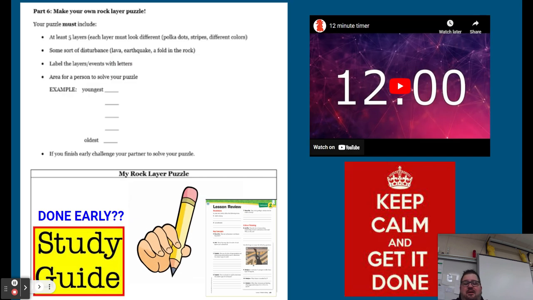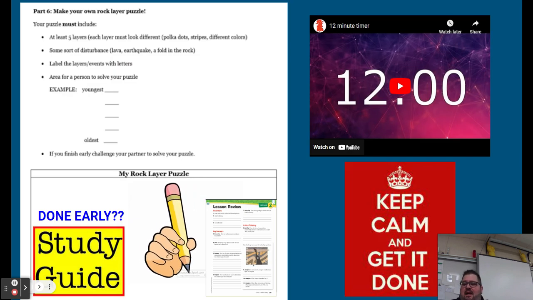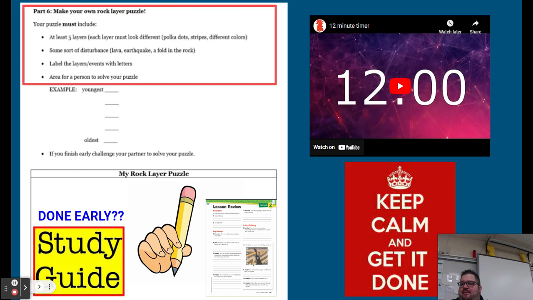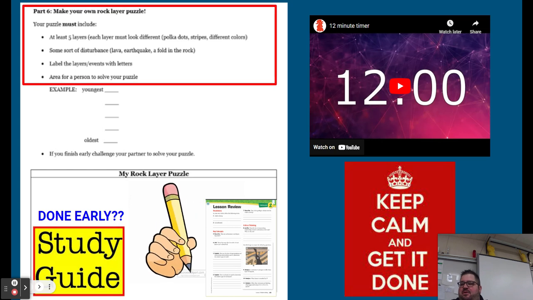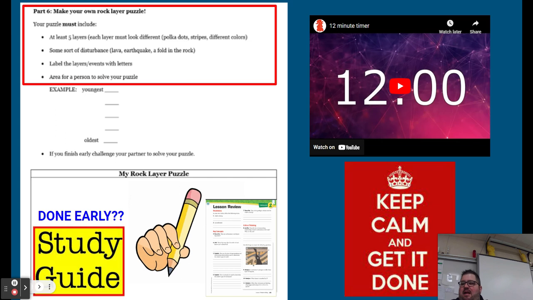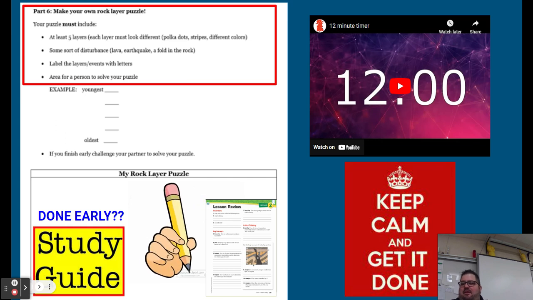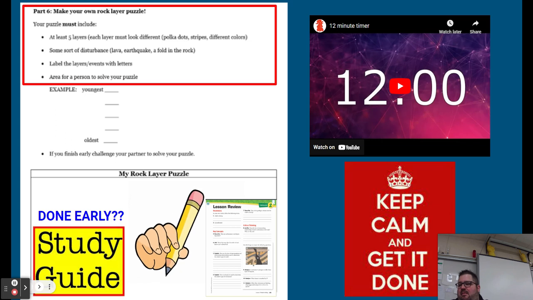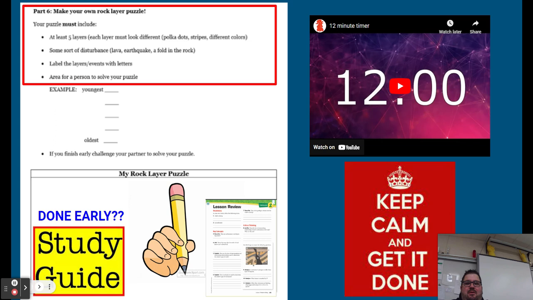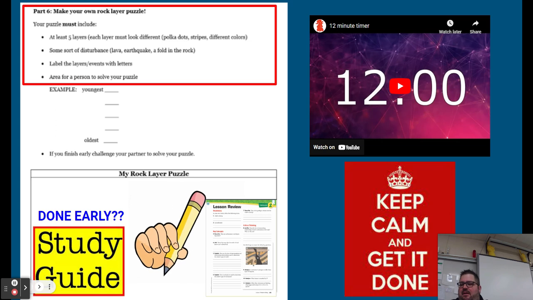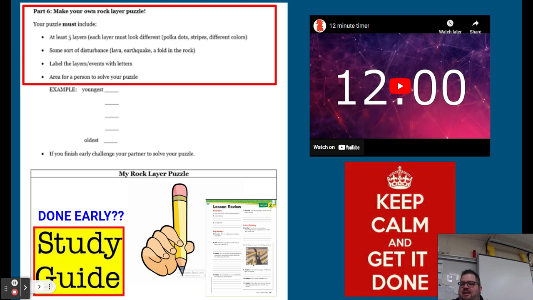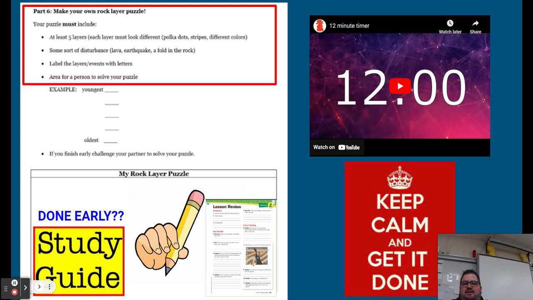And then you're going to make your own puzzle. The rules are on the back. It needs to be 5 layers. You need to distinguish the different layers, include some sort of disturbance, label them with letters, and give a spot for the person to solve it. If you finish, you can challenge someone to solve your puzzle. And then we have a 12-minute timer. If you get done early, you can work on your study guide or work on your lesson review.